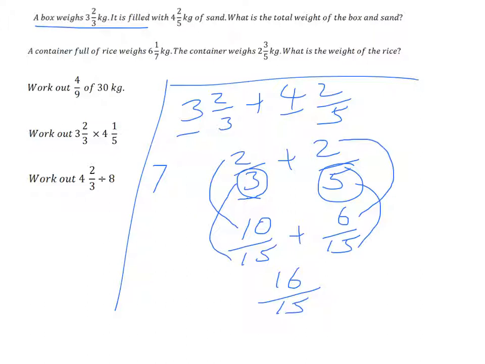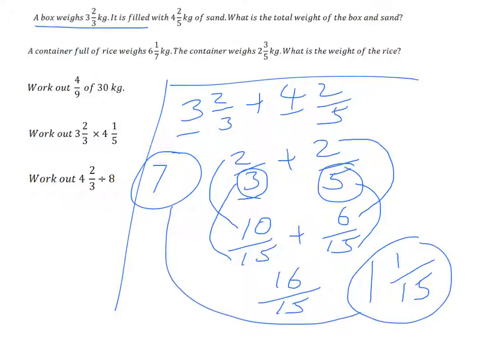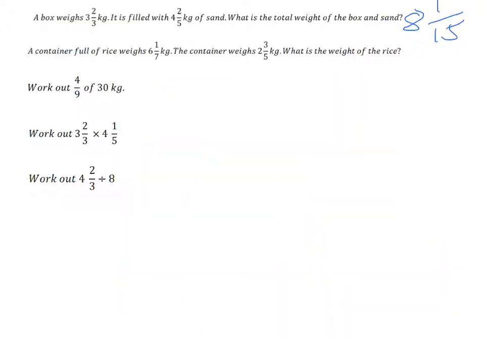That's an improper fraction, so I've got to turn that into a mixed number. 15s goes once into 16 with 1 as a remainder, so that's that. And I've still got my 7 over here to add on to it. I'm going to add those two together, which then gives me an answer of 8 and 1/15. Okay, second question.